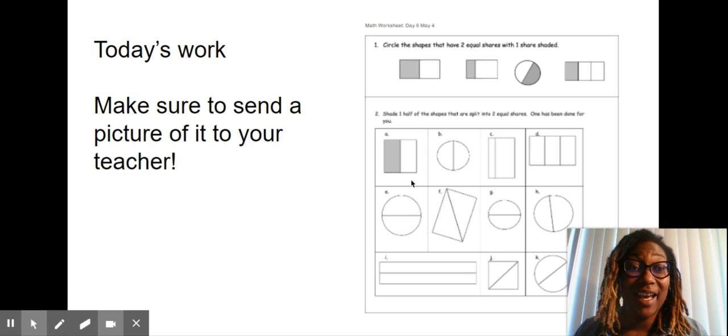Okay, and that's it, friends. So today we were focusing on 2 equal shares, right? So split in half, both halves are the same size, or would it be equal shares? So you are doing math worksheet day 6, May 4th, where you'll be working on identifying shapes that are split into 2 equal shares and then shading half, one of the equal shares, shading half, okay?